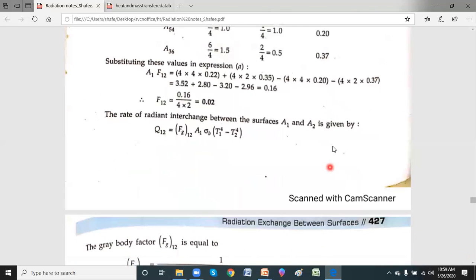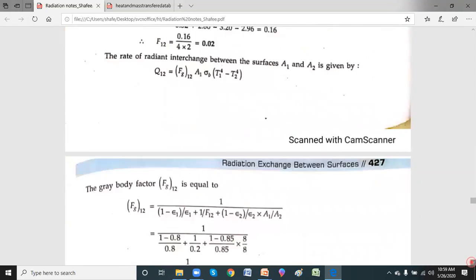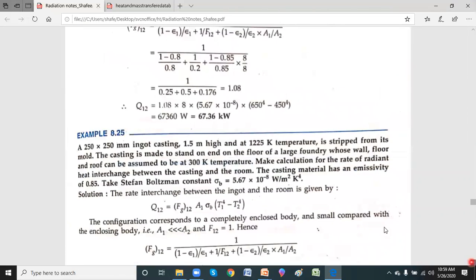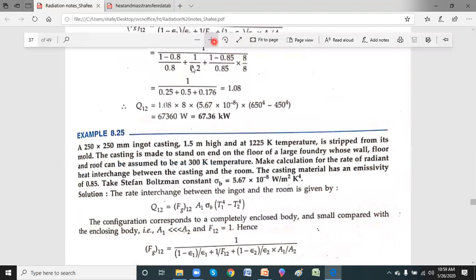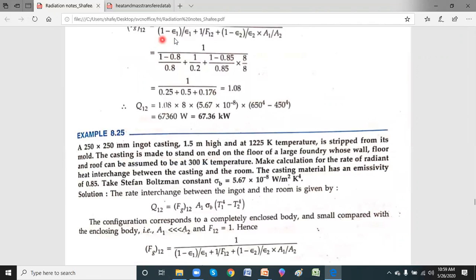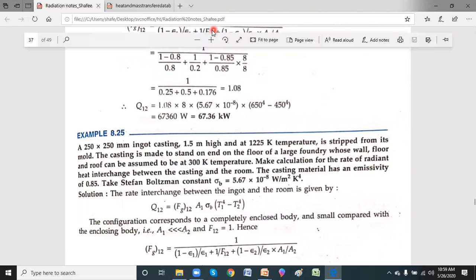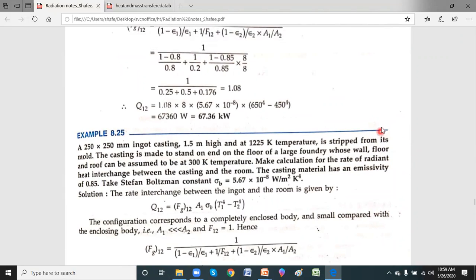Now, in a similar way, I can find out what is F12. That is around 0.02. So you got the Q12 for this particular case as 67.36 watts. A similar procedure you can adopt because epsilon 2, everything is given. F12 is only changing. For F12, the procedure we already discussed, how to find out whenever you have heat transfer between two surfaces that don't have a common edge. Okay. Now we see one more problem.